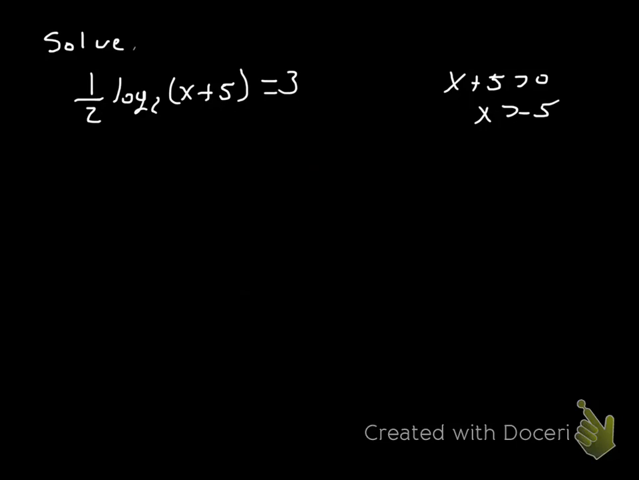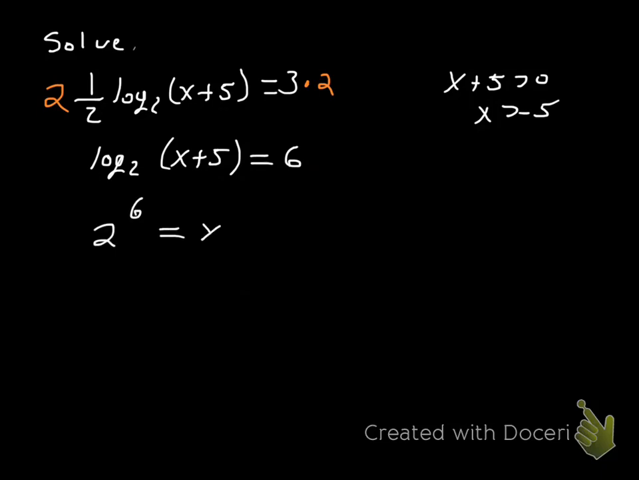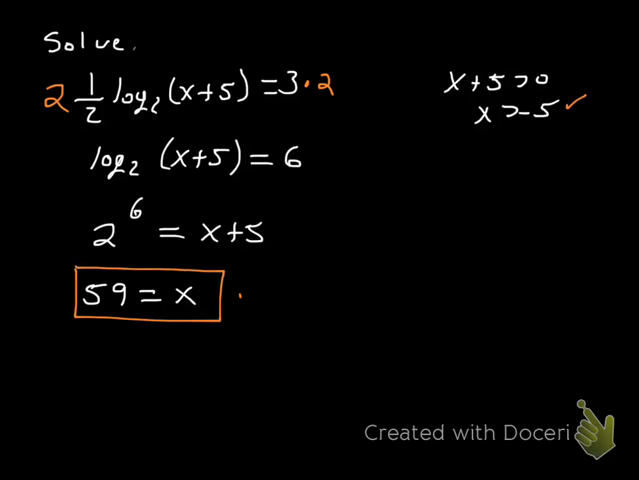Okay, to get rid of that 1/2, I need to multiply both sides by 2 so that the log is isolated. Now this is the definition of log, or rewriting in exponential form. The base is 2 and the exponent is 6, and that's equal to the argument of x plus 5. 2 to the 6 is 64, and then we'll subtract 5 from both sides, so 64 minus 5 is 59, and 59 is greater than negative 5, so this is a good solution.